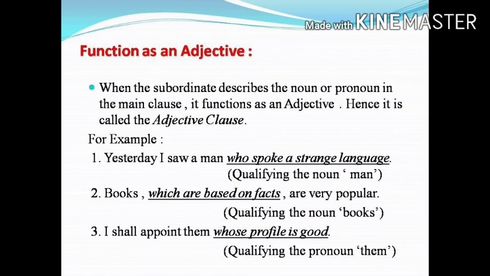In the first example, yesterday I saw a man who spoke a strange language. Who spoke a strange language is the subordinate clause, which is qualifying the noun, a man. In the second sentence, which are based on facts, is the subordinate clause, which is qualifying the noun, books. In the third one, whose profile is good, is the subordinate clause, which is qualifying the pronoun, them, in the third sentence.